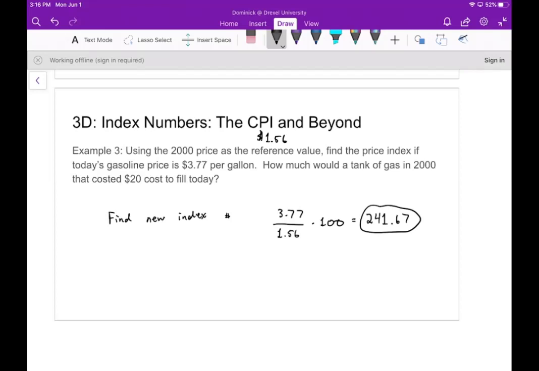Okay, so now we have our new price index, and now we want to figure out, well, how much would a tank of gas in 2000 that cost $20 cost to fill today? Well, now we just take 20 and we multiply by 241.67%, right? So we're really doing 20 times 2.4167. So now if we do that, 20 times 2.4167, and that will give us that this is $48.33.